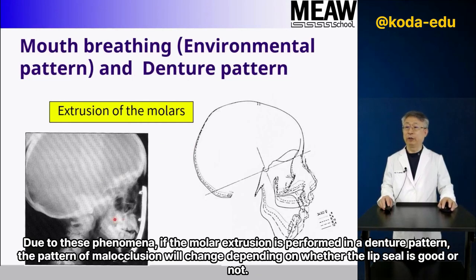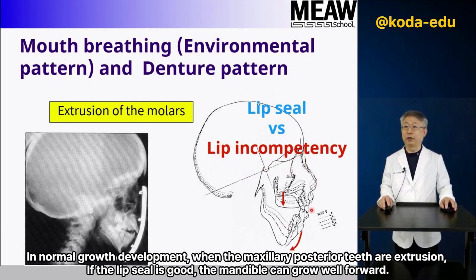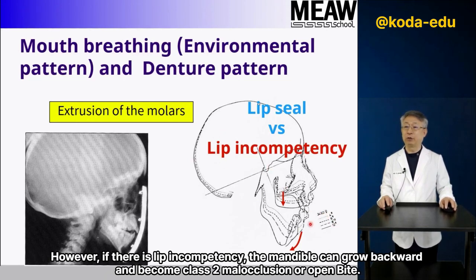Due to these phenomena, if the molar extrusion is performed in a denture pattern, the pattern of malocclusion will change depending on whether the lip seal is good or not. In normal growth development, when the maxillary posterior teeth are extruded, if the lip seal is good, the mandible can grow well forward. However, if there is lip incompetency, the mandible can grow backward and become class 2 malocclusion or open bite.